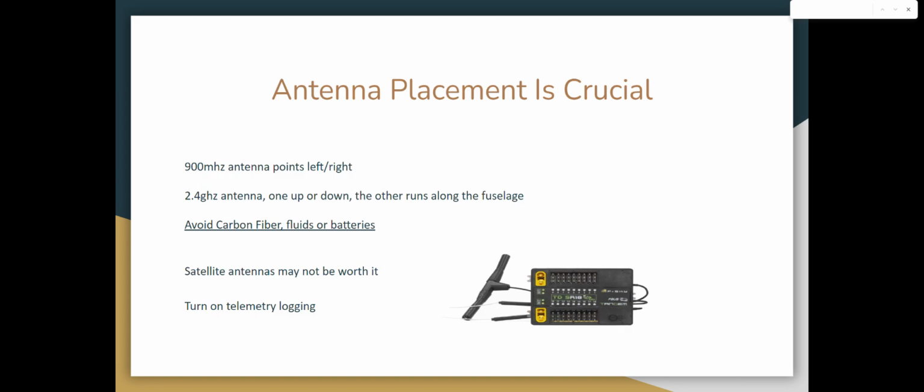You also might want to consider using something like redundancy bus if you want to use multiple receivers. So the RB25, RB25S, RB35, and RB35S might be good things. Last thing I'll mention is be sure to turn on telemetry logging.